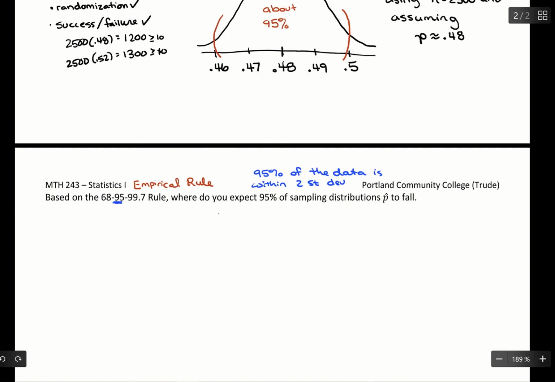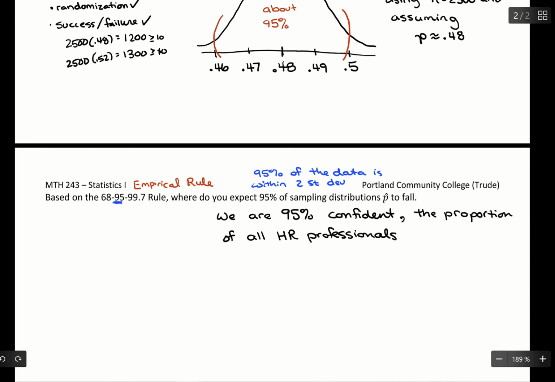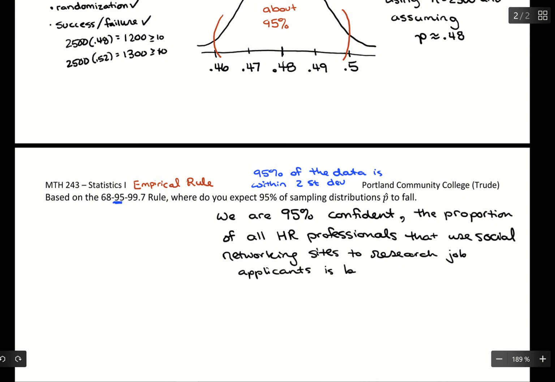What we could say here is that we are 95% confident that our population proportion, rather the proportion of all HR professionals, so now we're talking about our population instead of just sample, of all HR professionals that use social networking sites to research job applicants, is between, and we get this range of values coming through. We get this lower bound of 46% and upper bound of 50%. It's between 46% and 50%.